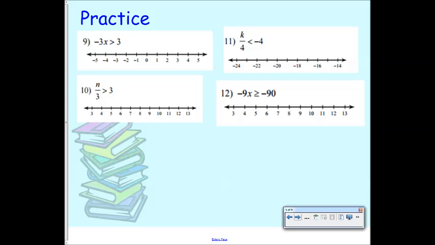You have 4 practice problems right here, and you need to be really careful with your negative signs. Go ahead.